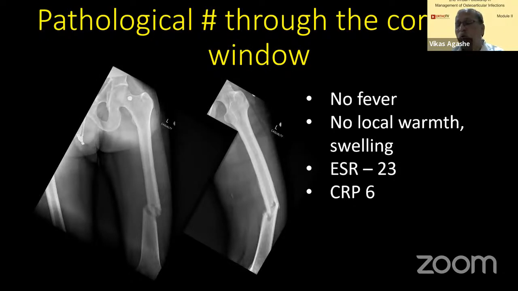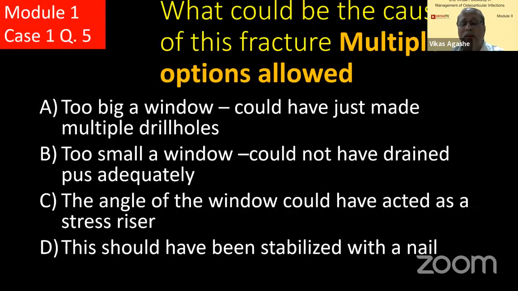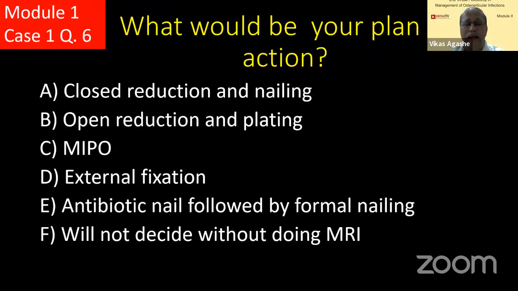There is no fever, no local warmth. ESR is 23, CRP is normal. What could be the cause of the problem? Either a small window or a large window. I have already answered that. It was an inappropriately or inadequately treated osteomyelitis. Therefore, one has to do an MRI first and avoid closed reduction or nailing or any metal implant till you are absolutely sure that there is no infection. So the first step is an MRI.